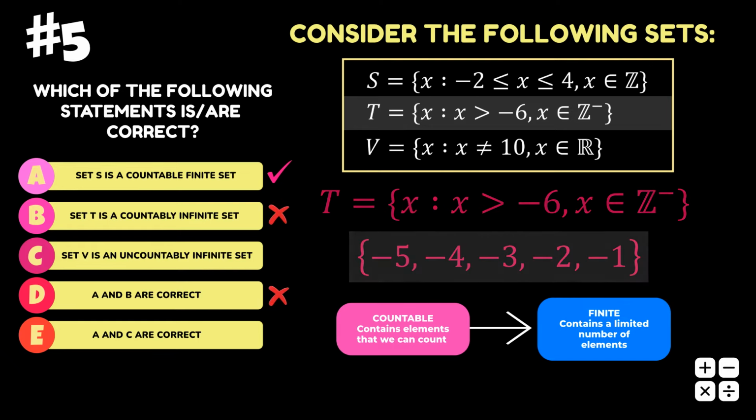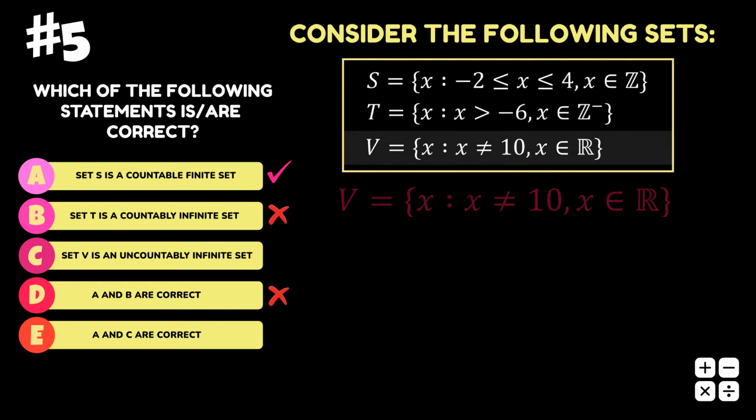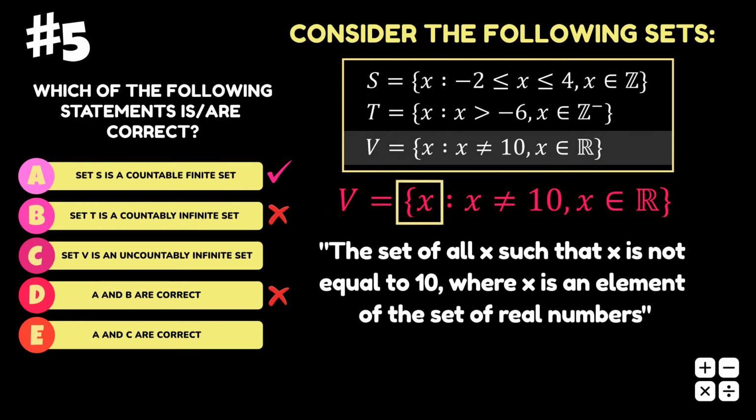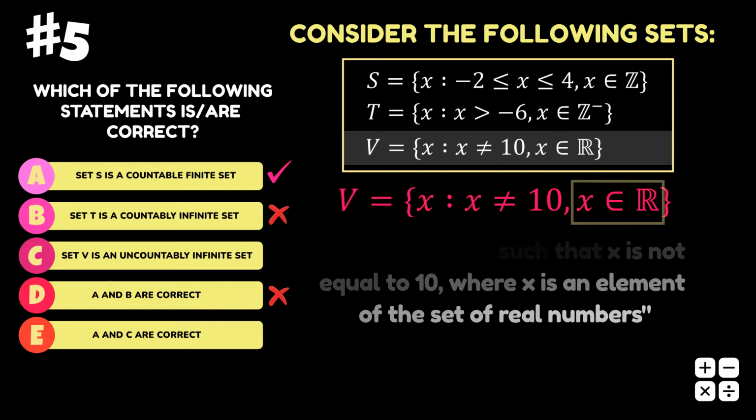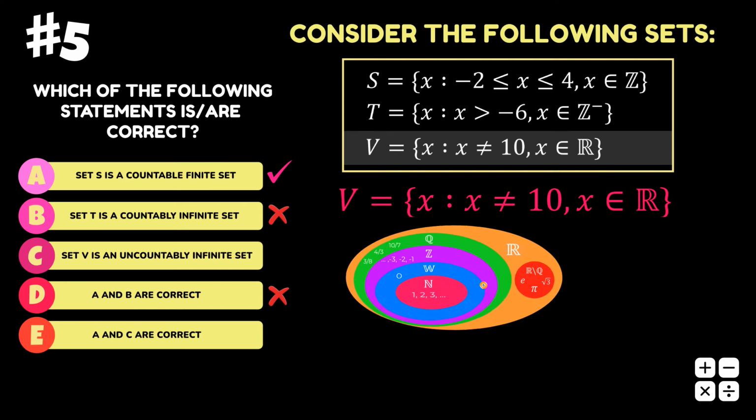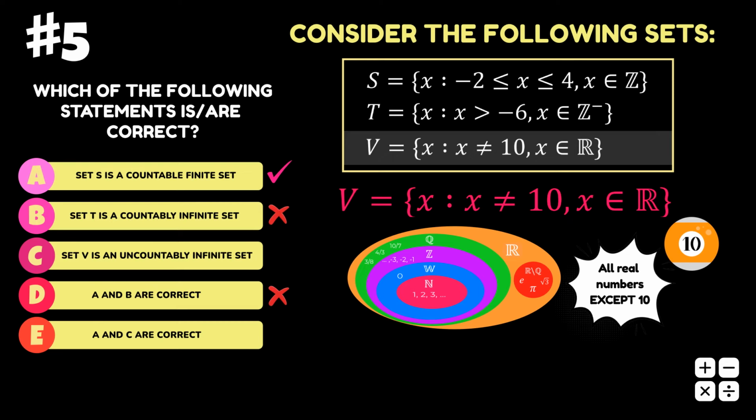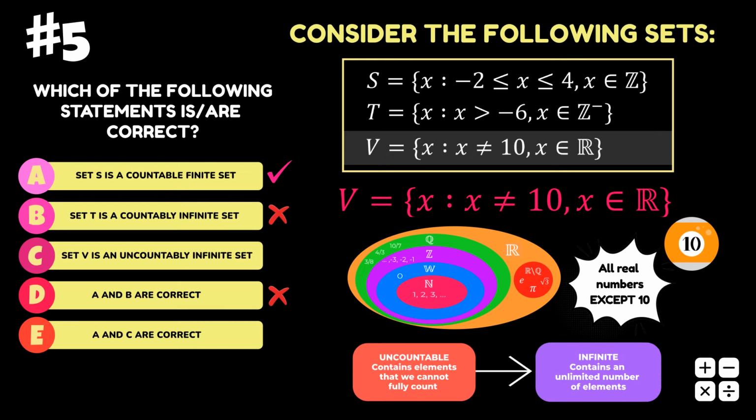Finally, turning to set V, we can describe this set as the set of all x such that x is not equal to 10, where x is an element of the set of real numbers. In other words, this set contains all of the real numbers except for the number 10. The set of all real numbers is an uncountably infinite set.